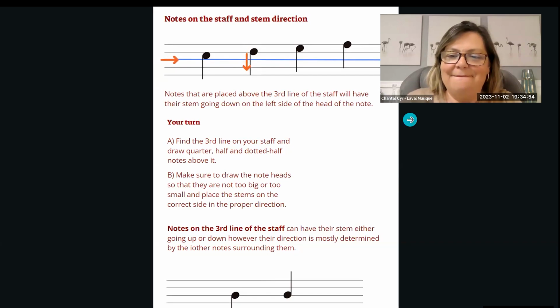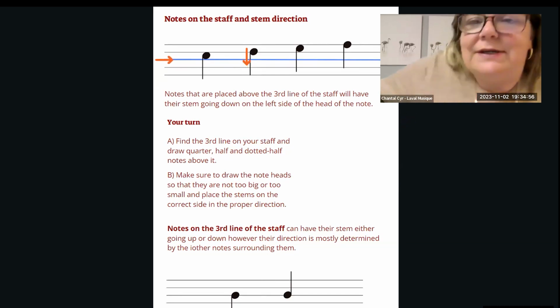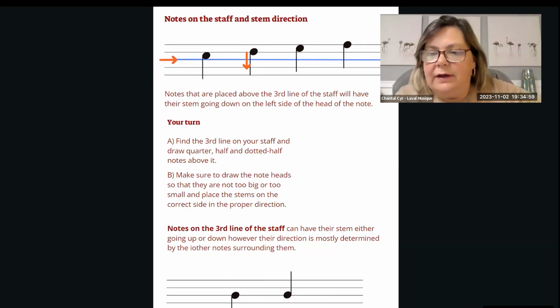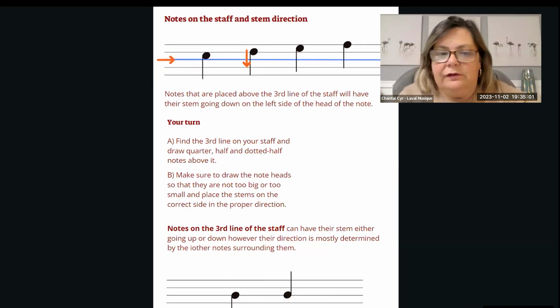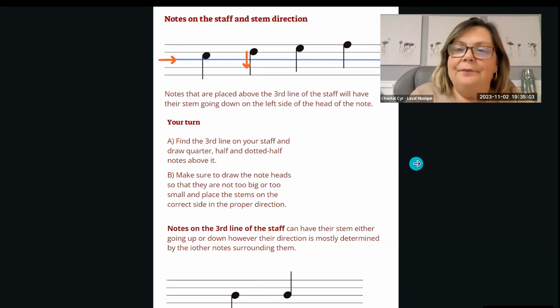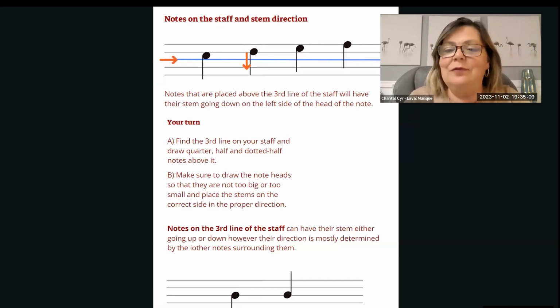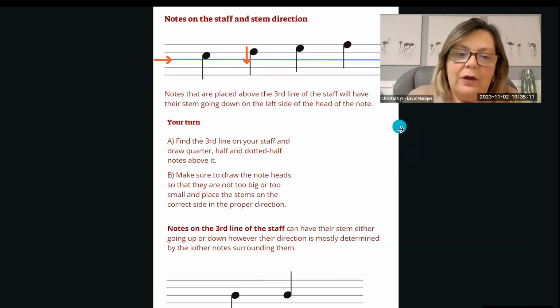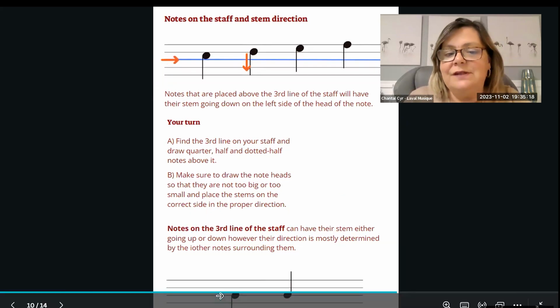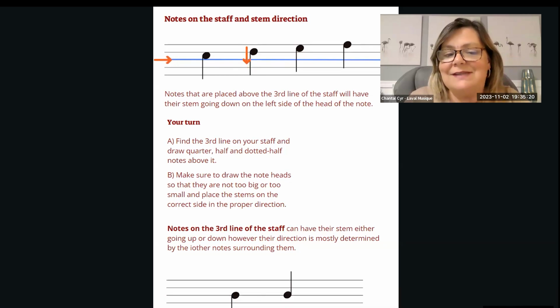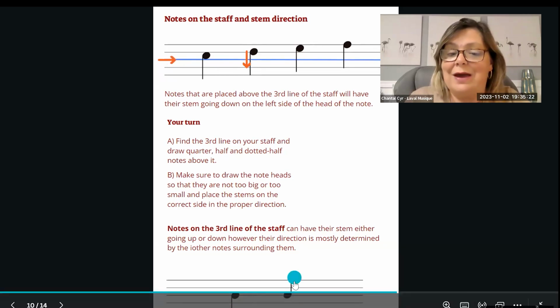Okay. Good. So you've got all your work done. Perfect. Okay. So we're good. Now, some people are going to say, okay, fine. We've done notes above the line. We've done notes below the line. What about the notes on the line? Well, the notes that are on the third line of the staff can have their stems either going down or going up.